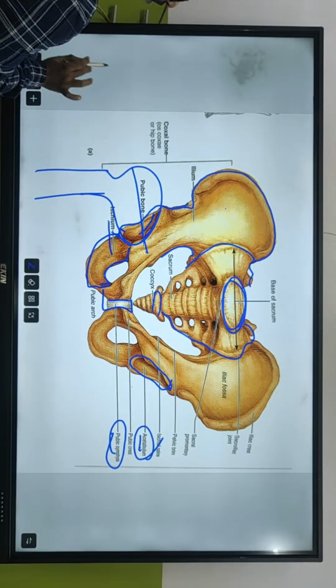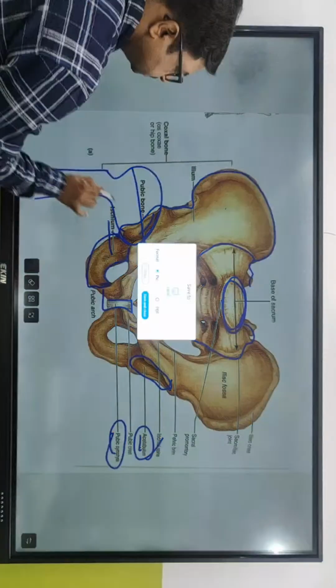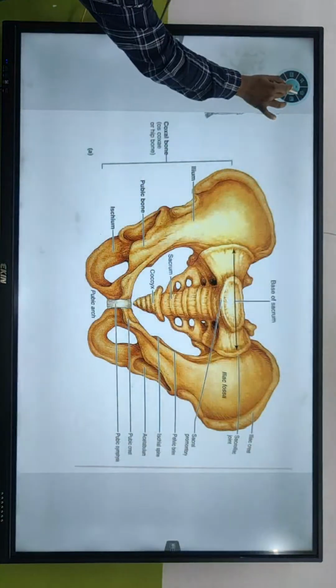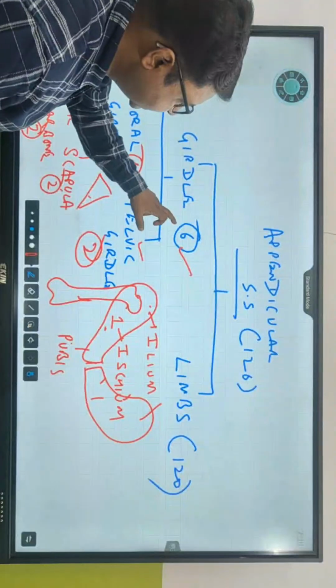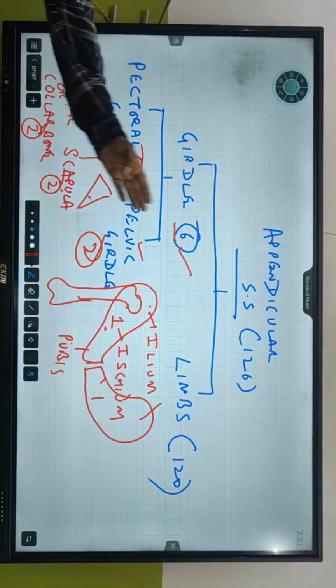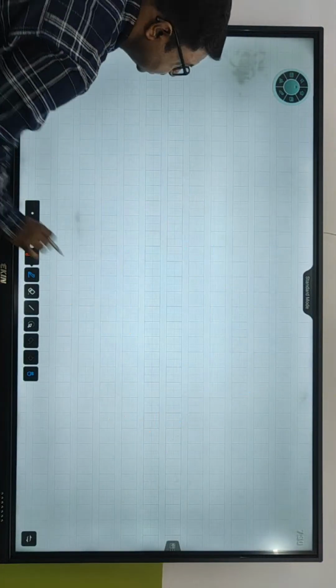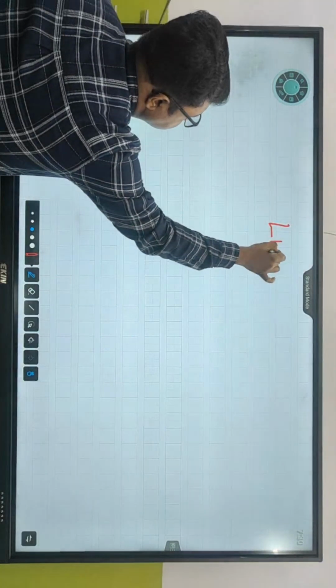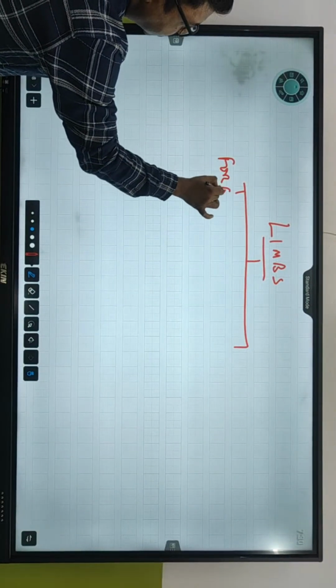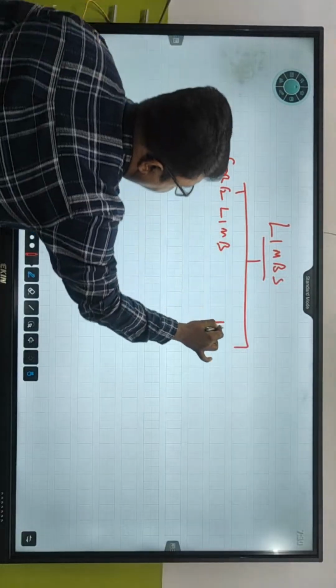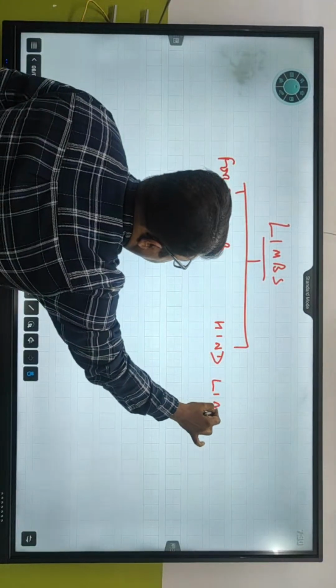So this is the pelvic girdle in front of you. Clear? Let's come back. So 6 bones are done under the girdle. Come down to limbs. When we talk about limbs, there are 2 types: one is forelimb, one is hind limb.